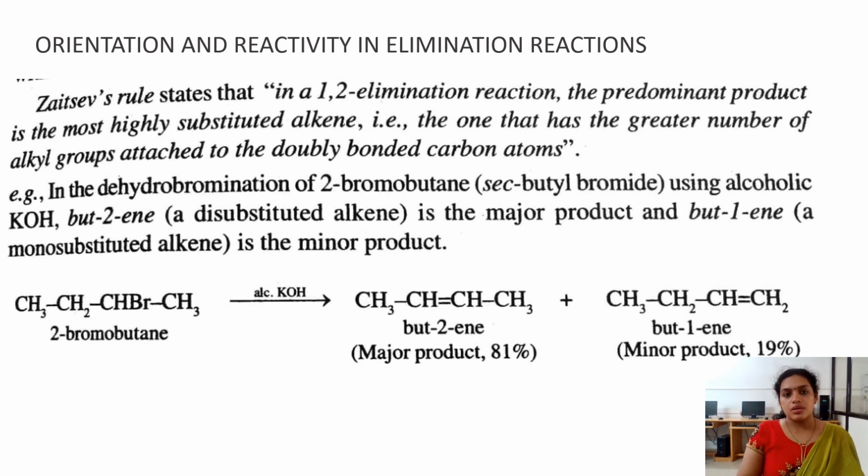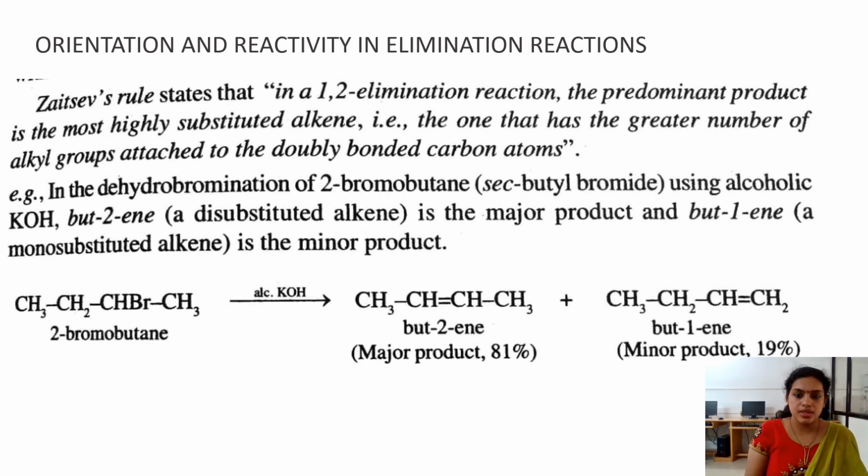In the three substrates already discussed, there was no confusion regarding the position of the double bond. But if we have to select between two neighboring positions, what shall we do? That is governed by the Zaitsev rule. Orientation and reactivity in elimination reactions are governed by the Zaitsev rule. It states that in a 1-2 elimination reaction, the predominant product is the most highly substituted alkene, that is, the one with the greater number of alkyl groups attached to the doubly bonded carbon atoms.